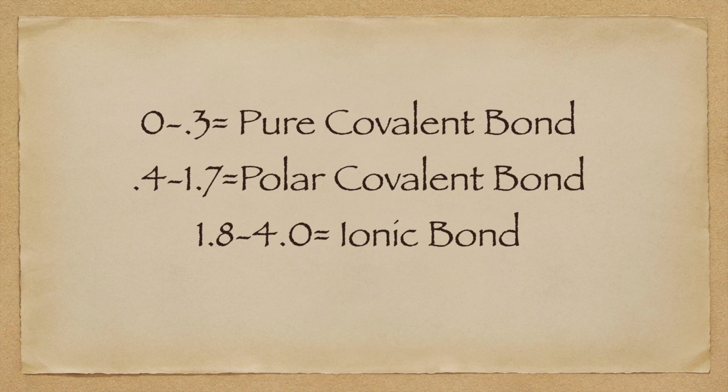Now, an easy way to determine what type of bond you're looking at is to take both of the atoms you have, subtract their electronegativities from each other, and then use this right here to determine what bond they form.